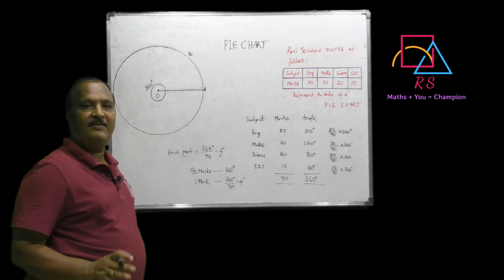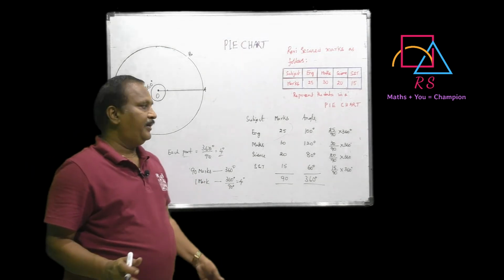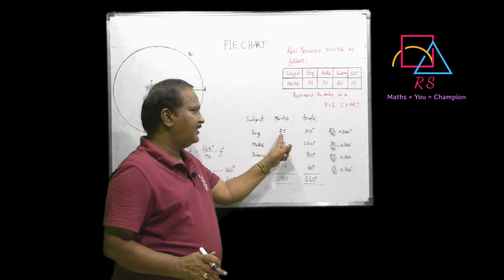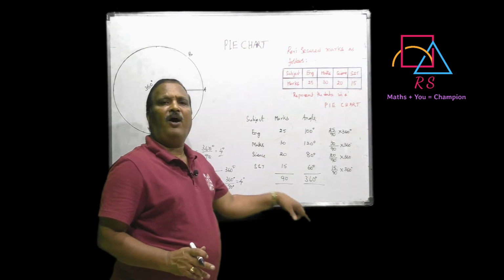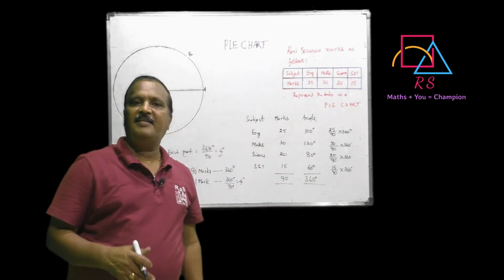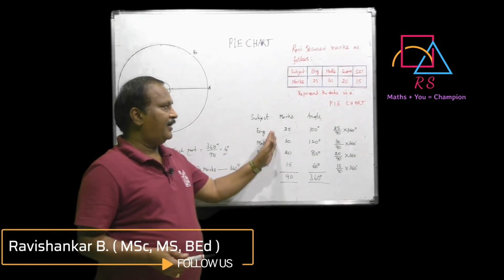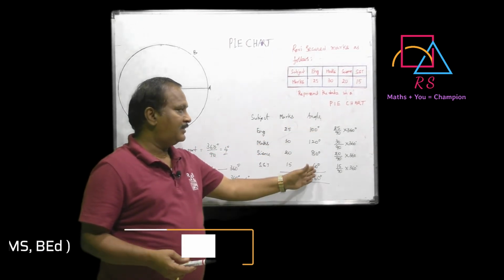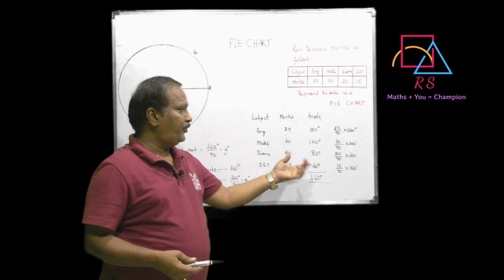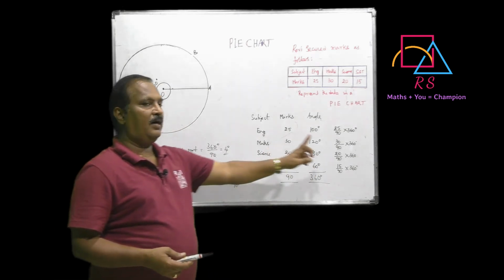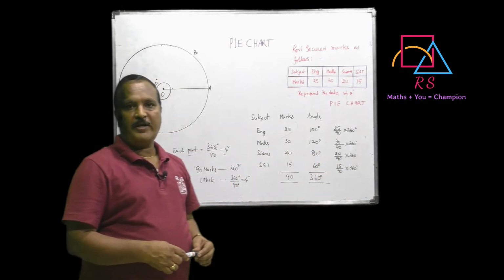Both ways are equal. Finally, what you need is to change these things into angles. How you make it is your wish. So all the marks are converted into angles, right? So you can use this way or this way, both ways are okay.